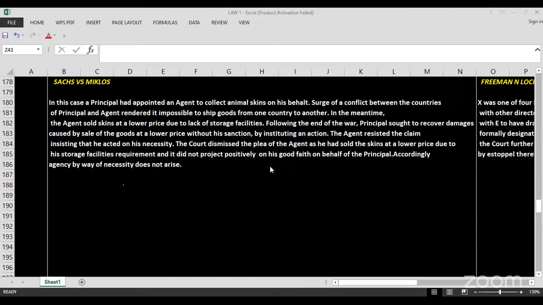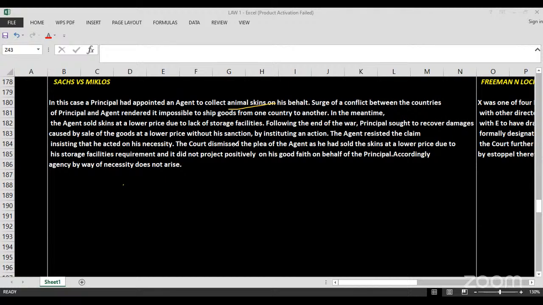Sketches versus Macros. In this case, a principal had appointed an agent to collect animal skin on his behalf. A conflict between the countries of the principal and the agent made it impossible to ship goods from one country to another. In the meantime, the agent sold the skins at a lower price due to lack of storage facilities. Following the end of the war, the principal sought to recover damages caused by the sale of the goods at a lower price without his sanction. By instituting an action, the agent resisted the claim, insisting that he acted out of necessity.